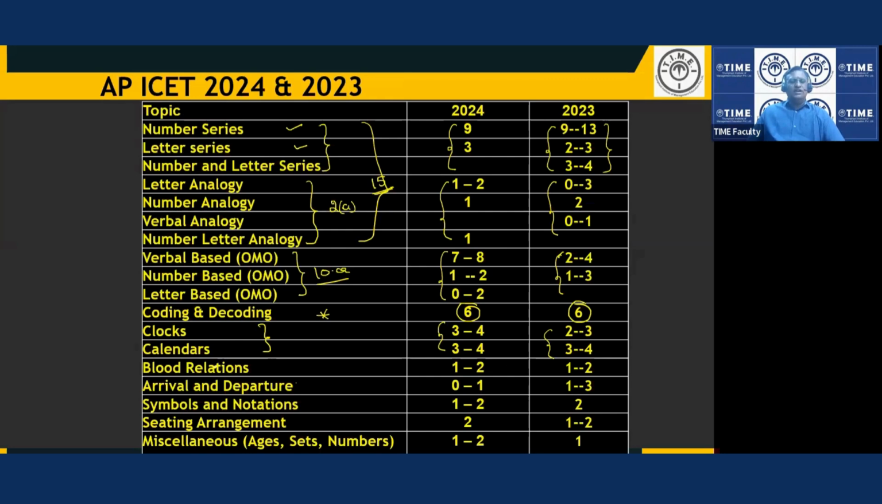Now, clocks and calendars after blood relation. Blood relation is only one question every year, almost compulsory. Arrivals, departure, symbols, notation, seating arrangements, miscellaneous: all of these can be taken together, around 10 questions in between. This is the AP ICET analysis of the last 2 years, 2023 and 2024.